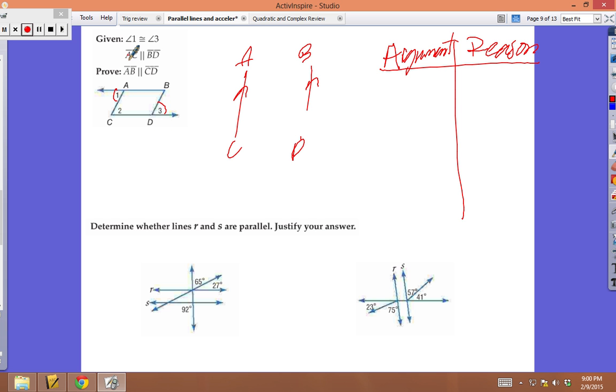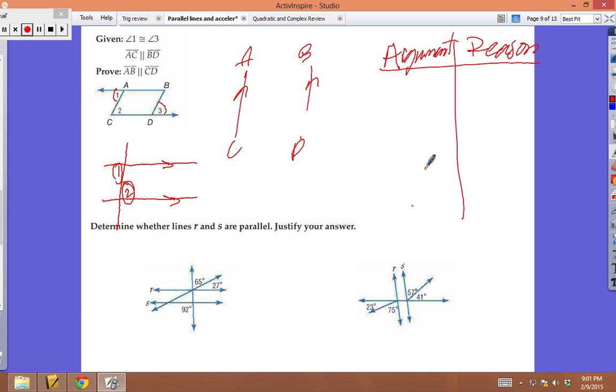So I want to show that AB is parallel to CD. So I want somehow to show that the top and the bottom are parallel. Okay, I can show the top and the bottom are parallel if I look at angle 1 and 2. So here's my transversal right here. So angle 1 is right here, angle 2 is right here. If I can somehow show that angle 1 and angle 2 are the same, then AB would have to be parallel to CD because 1 and 2 are alternate interior angles, and alternate interior angles are congruent only on parallel lines. So that's what I want. I want to somehow show that 1 is the same as 2.